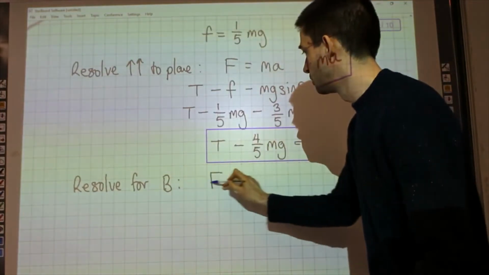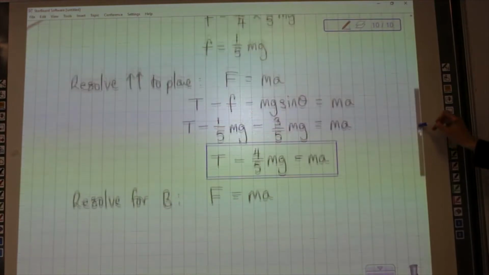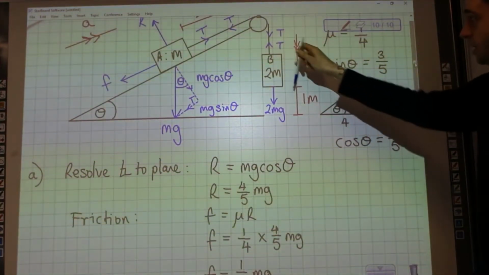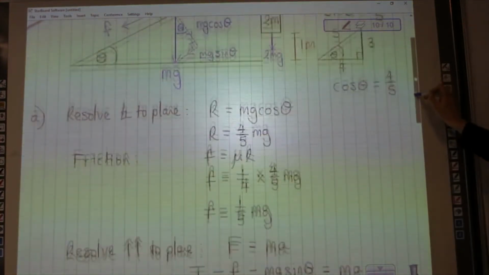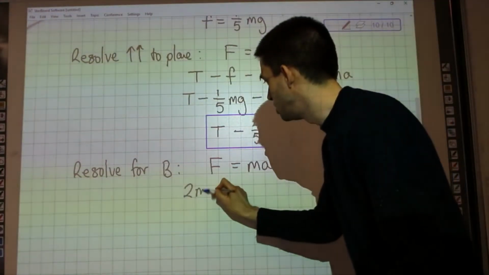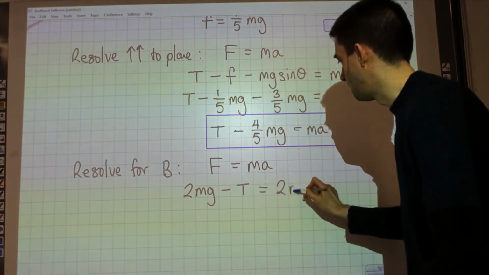The other one that I'm going to use is I'm going to resolve for particle B, again using resultant force equals mass times acceleration. Looking at particle B, there's only two forces acting directly on B: 2mg going down, T going up. So the resultant force equation for B is 2mg minus T equals 2ma.